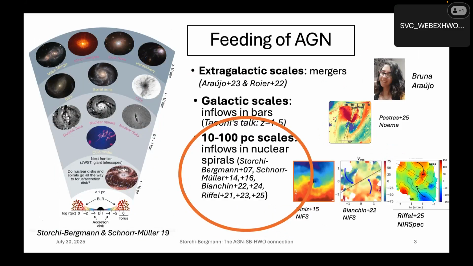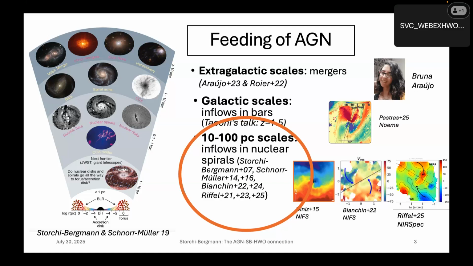This is a review that I wrote together with Shuo Miller in 2019. In this review, we discussed the feeding of AGN across several scales, from extragalactic down to nuclear scales. I want to concentrate today on these nuclear scales between 10 and 100 parsec, where we found in many active galactic nuclei inflows in nuclear spirals. This is a very nice one, but there are others.